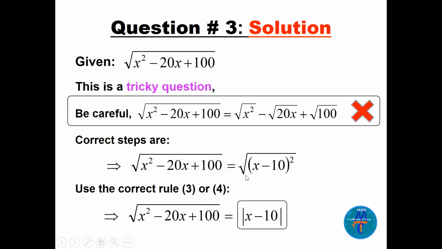So we use the correct formula. This one squared, it will be an absolute value of x minus 10. So this should be absolute value. If you don't write absolute value here, this is wrong. Because if you don't write absolute value, if you write only x minus 10, why is it wrong? Because x minus 10 can be a positive number, can be a negative number. X is a variable. You have to write absolute value of x minus 10 to make sure that the answer is positive.